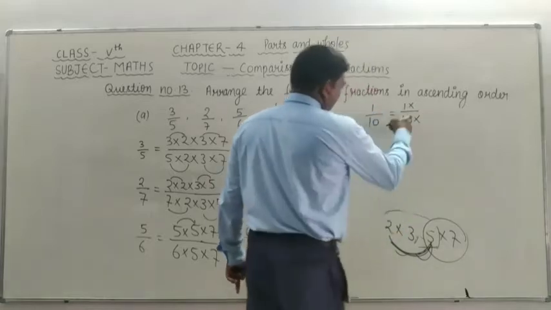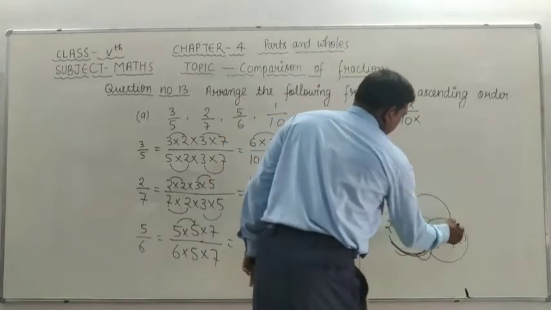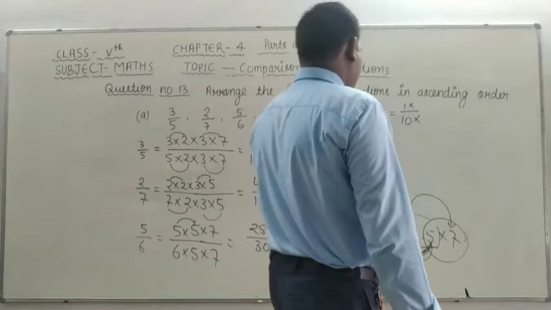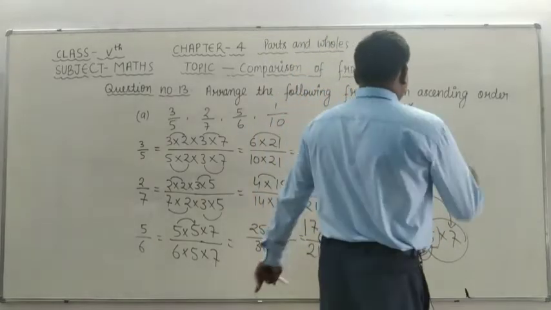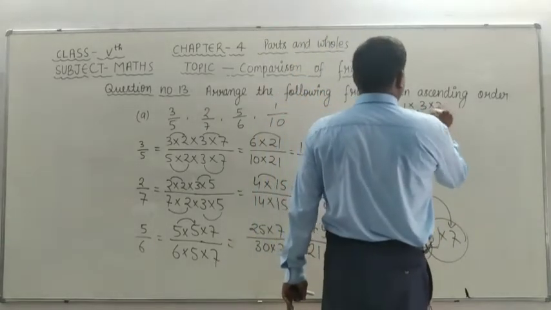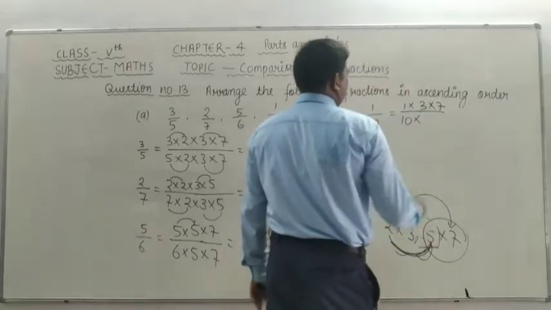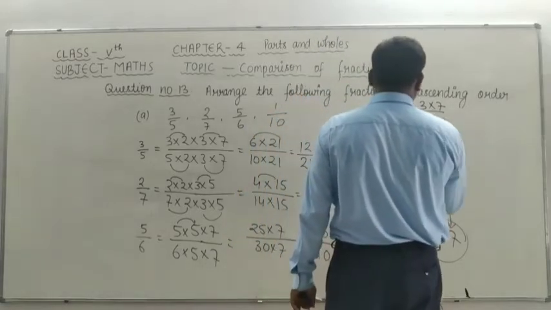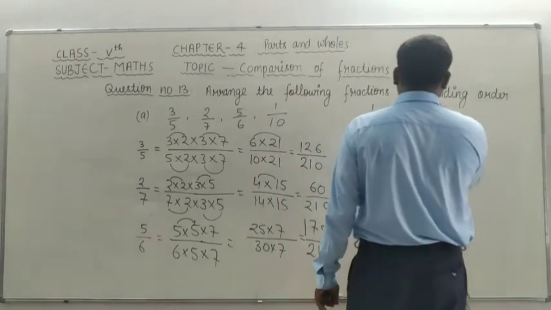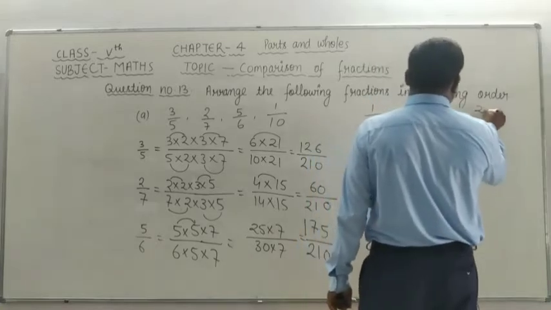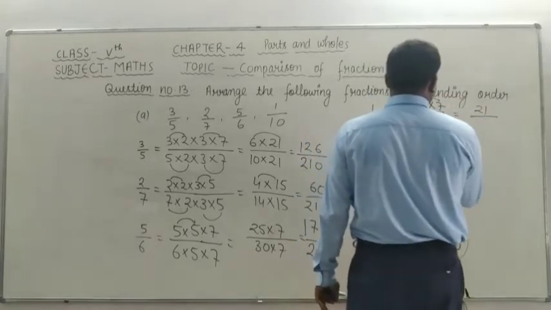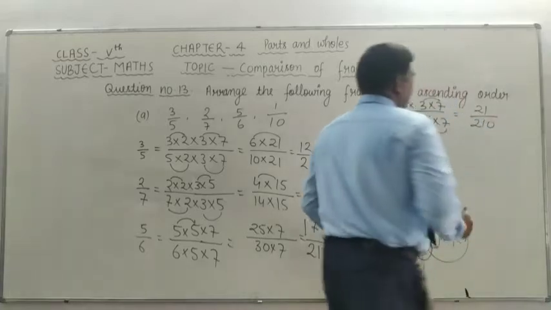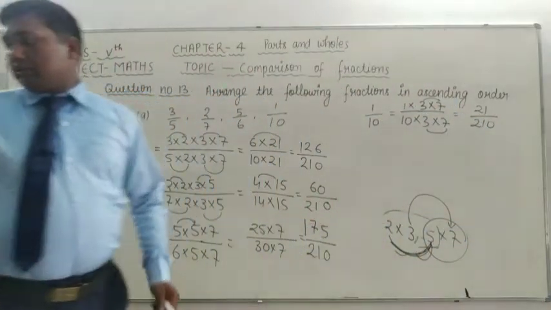here we have to take the multiplication by 3 and 7 in numerator and denominator. After multiplying this we get 3 times 7 is 21 over 3 times 7 is 21, times 10 is 210.